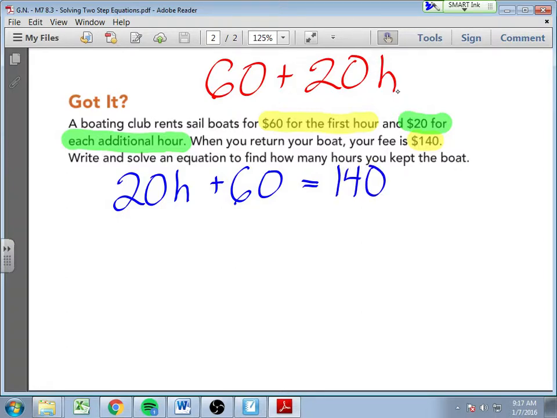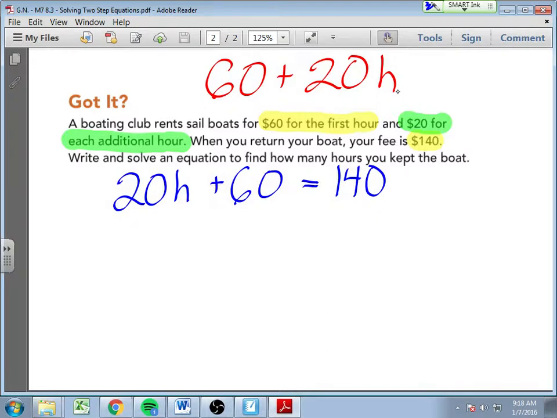Now that you know the equation, you should be able to solve it on your own. But again, I'm telling you, most people goof up this problem. The question very specifically is saying how many hours you kept the boat. Who thinks they know how many hours we kept the boat? I want you guys to shut your eyes because I'm just curious about something.